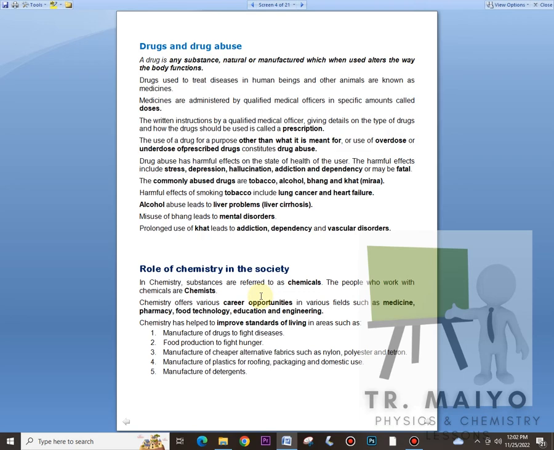Drug abuse has harmful effects on the state of health of the user. The harmful effects include stress, depression, hallucination, addiction, and dependency, or may be fatal. You can die. Stress, a lot of money will be used. You will have no friends. Stress brings you to depression. Depression takes you to death because you will feel depressed. You commit suicide simply because you decided to take drugs.